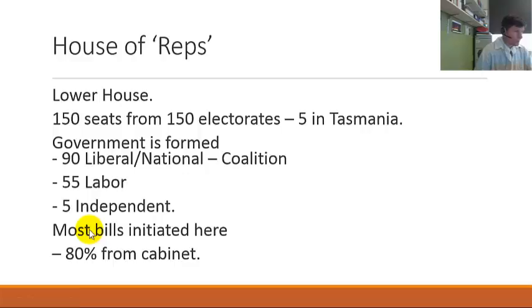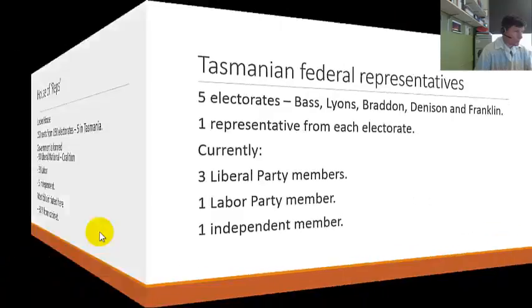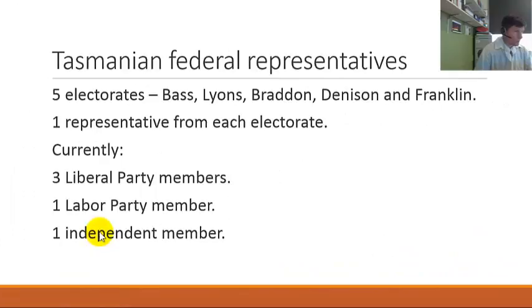So they are the drivers of change and creating new legislation. There's 5 electorates in Tasmania, as I've already mentioned. Currently, we've got 3 Liberal Party members, 1 Labor and 1 Independent member sitting in the House of Representatives. In the north, in Bass, Braddon and Lyons, they are represented by Liberal Party members.